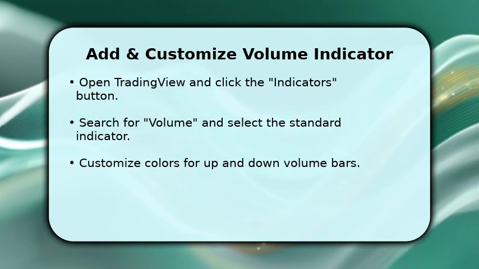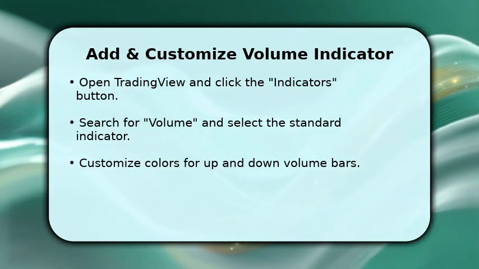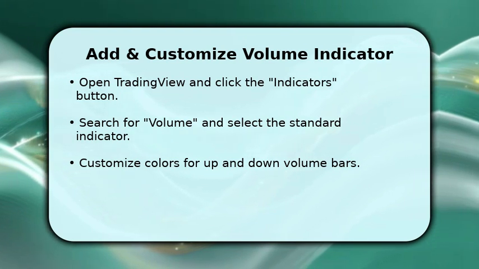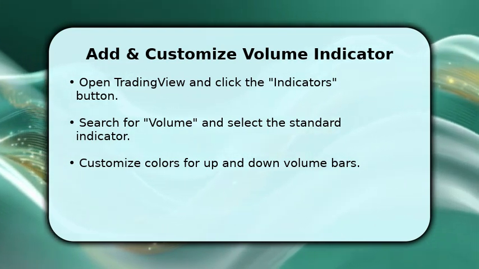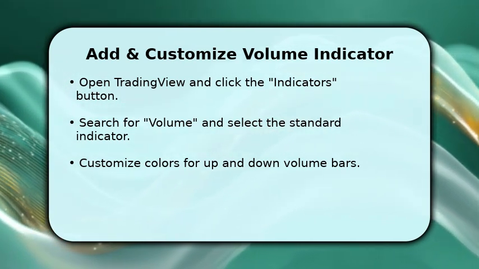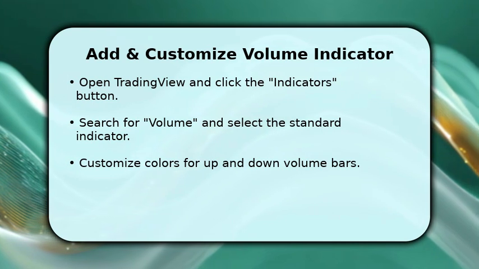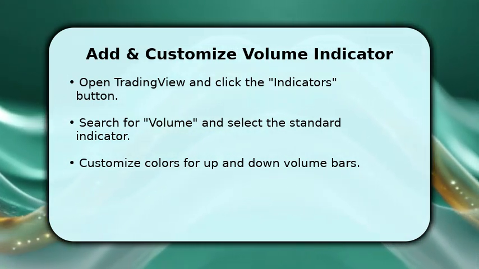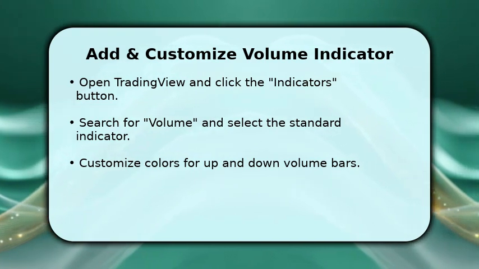Adding the volume indicator to your TradingView chart is simple. First, open your chart and locate the Indicators button at the top. In the search bar, type volume and select the standard volume indicator. It will appear at the bottom of your chart. You can then customize its appearance, like changing colors for up and down volume bars through the settings gear icon.